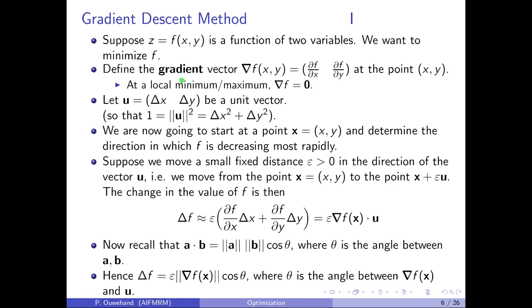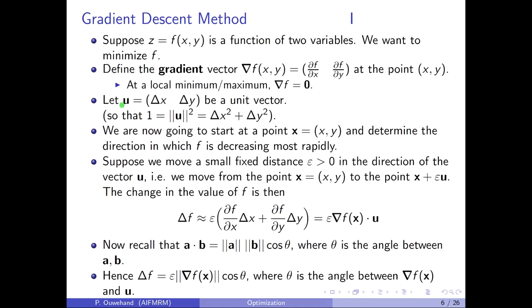In order to find the direction of steepest descent, we need the concept of the gradient of the function f, which is a vector consisting of the 2 partial derivatives of the function. These 2 partial derivatives should be 0 at a local maximum or minimum. In other words, the gradient vector will be 0 at a local max or local minimum.